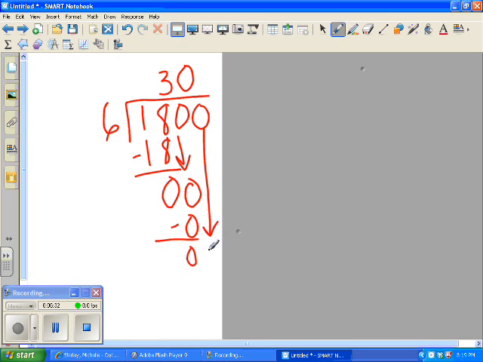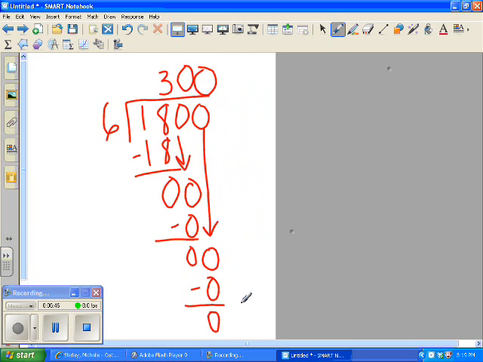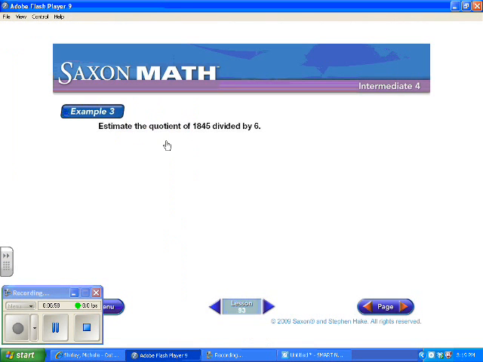I'm still not finished. I don't get to stop right here. I have to keep going. I have to say, how many groups of 6 could I get out of 0? 0. Because 0 times 6 is 0. I know I'm finished when there's nothing left to bring down. Okay, I make it to the bring down step, but nothing is left. Don't stop too soon. Okay, so our final estimate here is 300.